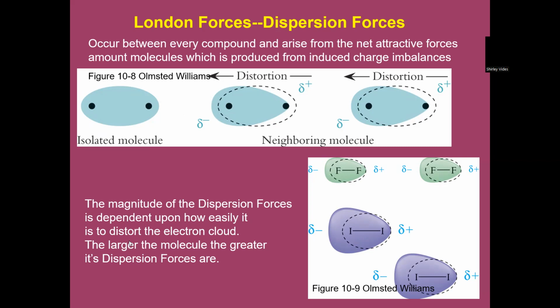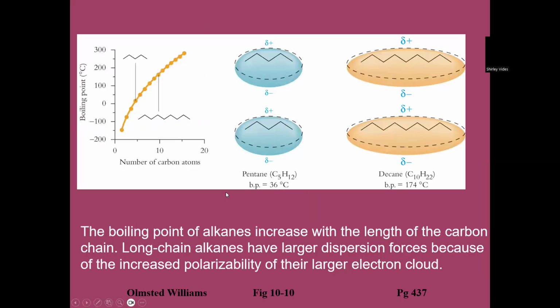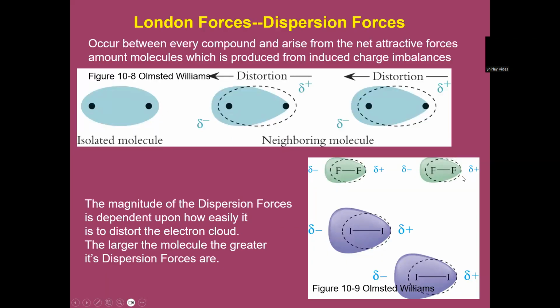What matters is how easily that electron cloud is distorted. And you notice it says the larger the molecule, the greater the dispersion forces are. And what do these dispersion forces do to a molecule? Well, they affect the boiling point. Right here, I'm sorry, I forgot to point this out. This is something that we've already learned. Do you remember atomic size? Well, it increases to the left and down in the periodic table.